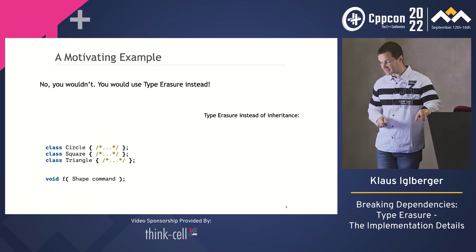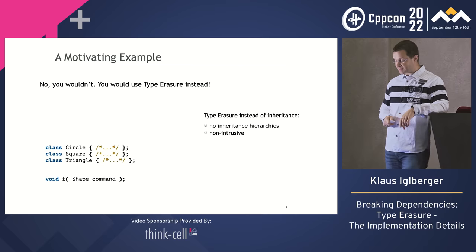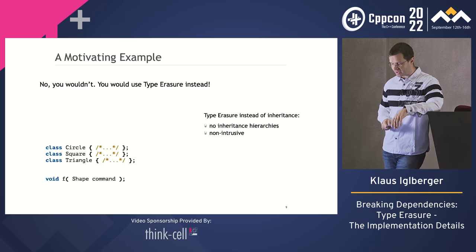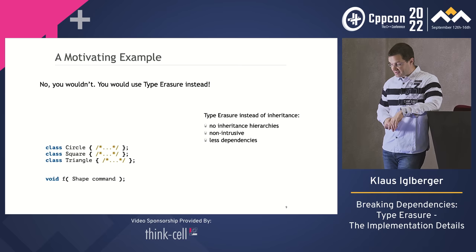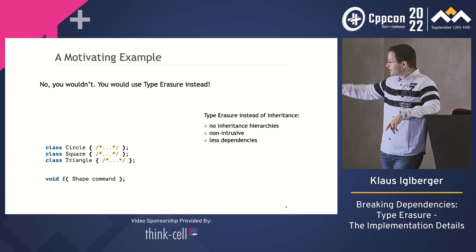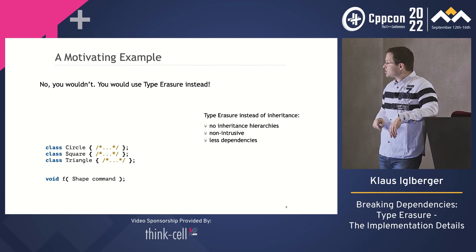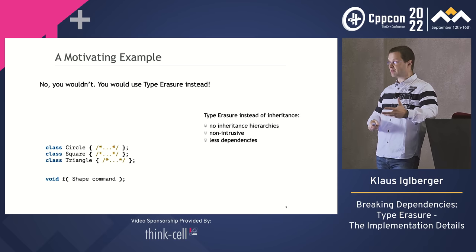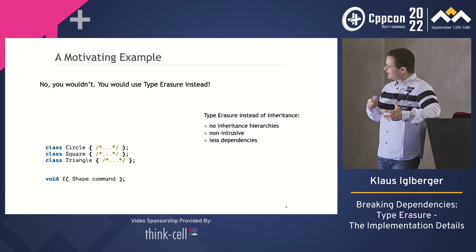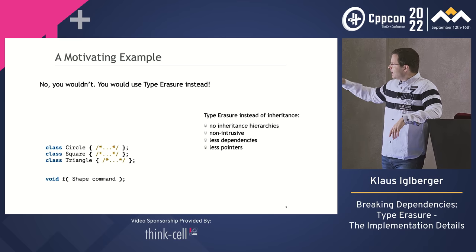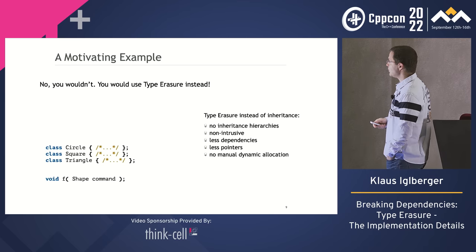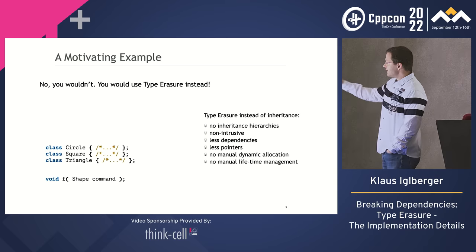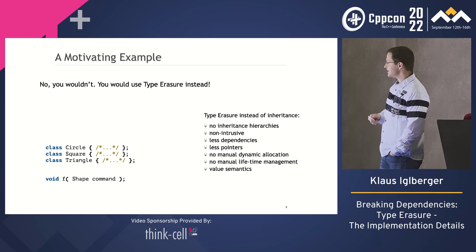And again, you have exactly the same advantages. No inheritance, non-intrusive, so circle, square, and triangle are much more independent, can be reused much more easily. Fewer dependencies, because, as you will see, circle, square, and the other shapes do not have to accumulate dependencies like draw or serialize or whatever operation you need on them. They're indeed so much simpler. No pointers, no manual allocation on your side, no lifetime management, value semantics again, and less code.